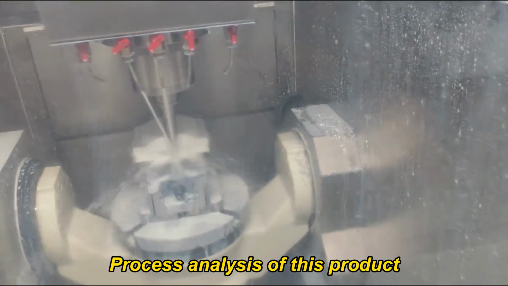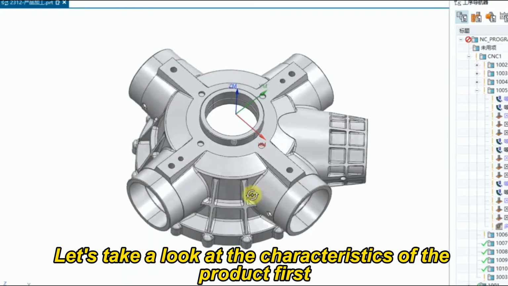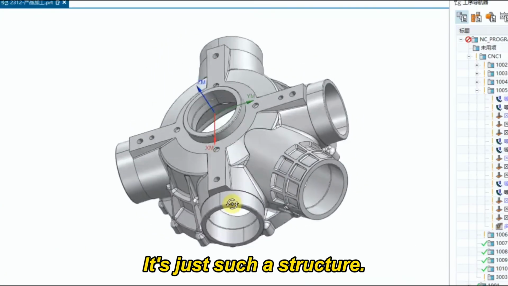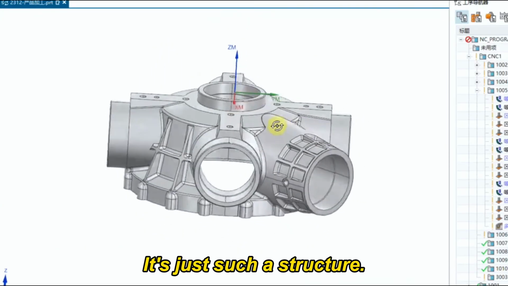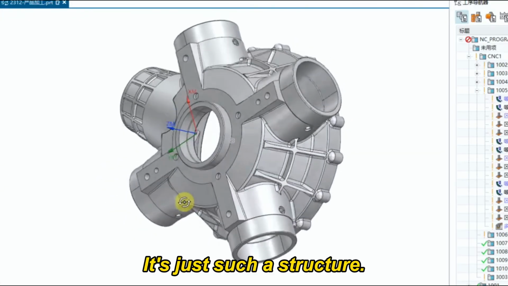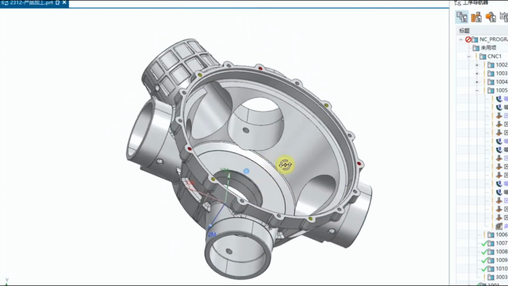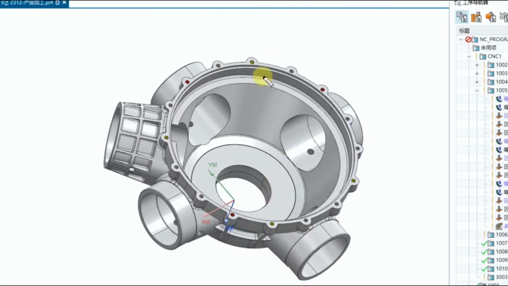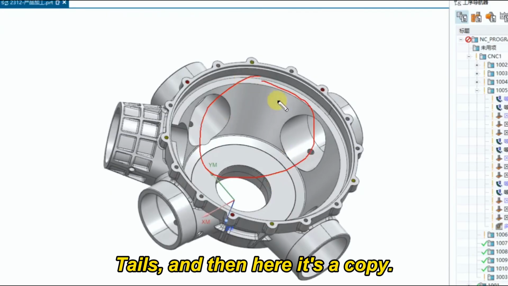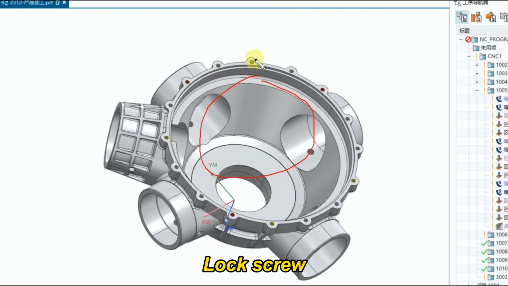Process analysis of this product. Let's take a look at the characteristics of the product first. It's just such a structure. Then how did I arrange the process arrangement? Tails, and then here it's a copy. Lock screw. How to fix it?